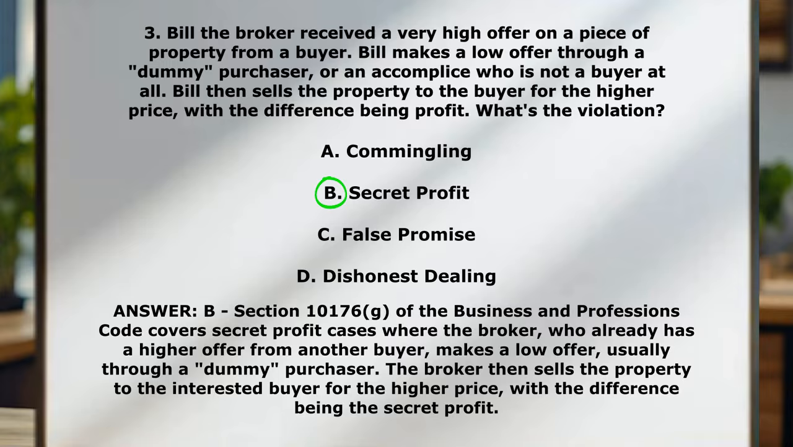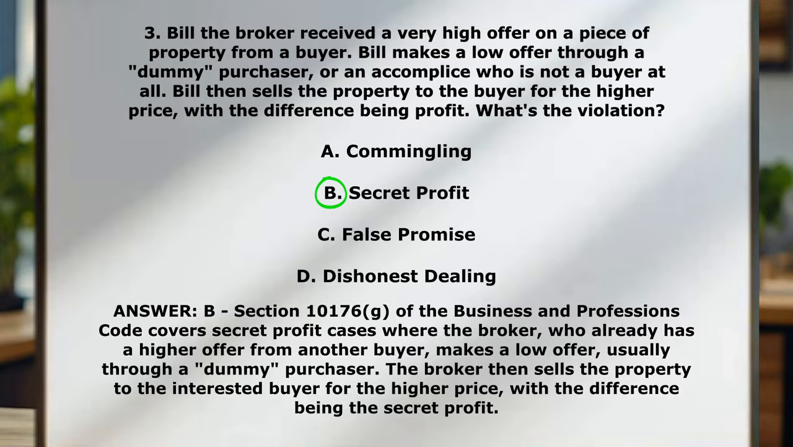Section 10176(g) of the Business and Professions Code covers secret profit cases where the broker, who already has a higher offer from another buyer, makes a low offer, usually through a dummy purchaser. The broker then sells the property to the interested buyer for the higher price, with the difference being the secret profit. So in this question, it's really important to just understand what each term means.